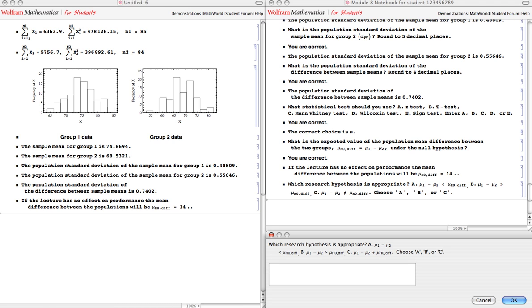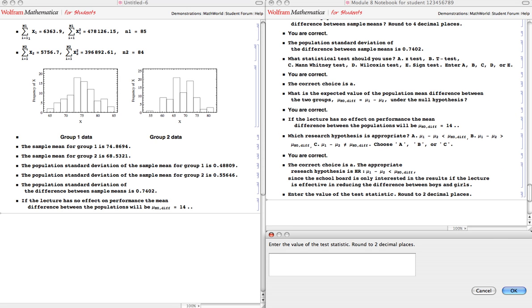Which research hypothesis is appropriate? If the motivational lecture works, the difference between boys and girls should be smaller. Okay? Not larger as B would suggest, or simply different as C would suggest. So go with A.